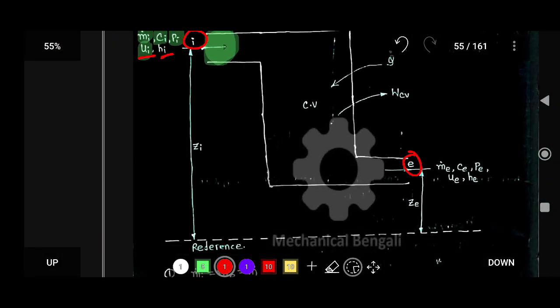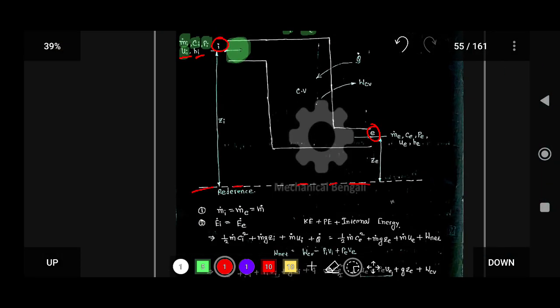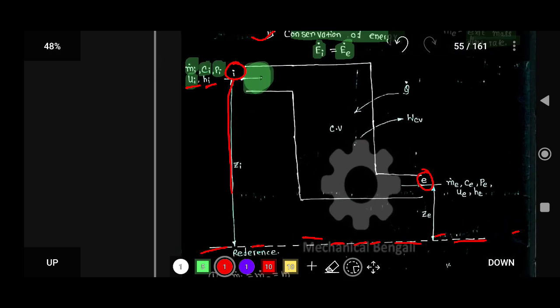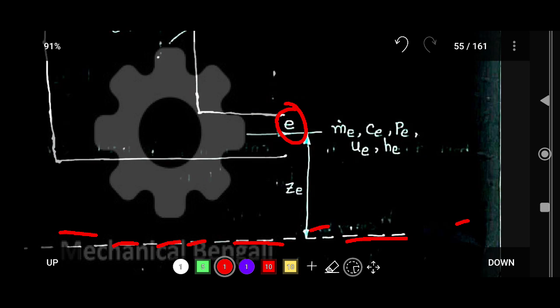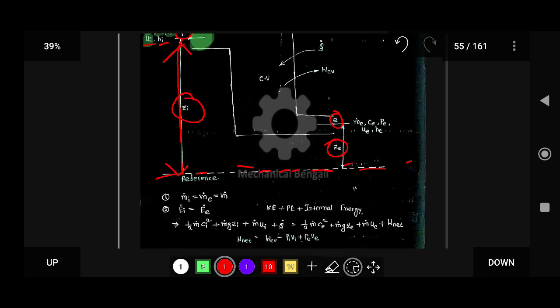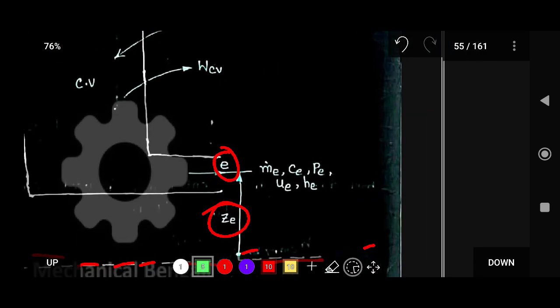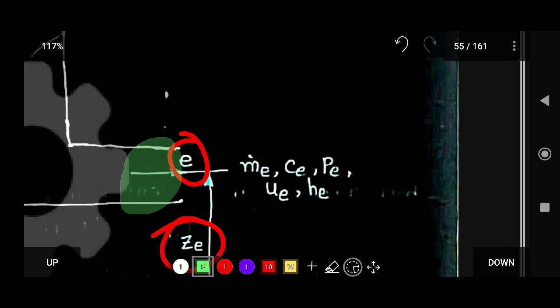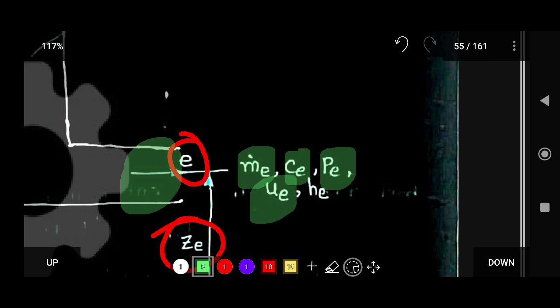Now this is the reference point. From the reference to the inlet, the distance is z_i, and from the reference to the exit, the distance is z_e. If you focus on the exit section, the exit mass flow rate is m_e dot, exit velocity is c_e, exit pressure is p_e, exit internal energy is u_e, and exit enthalpy is h_e.